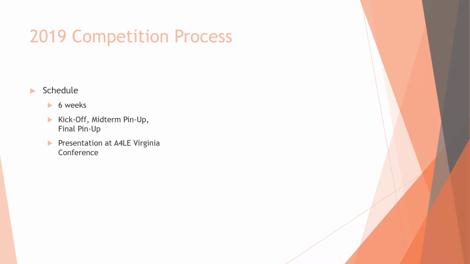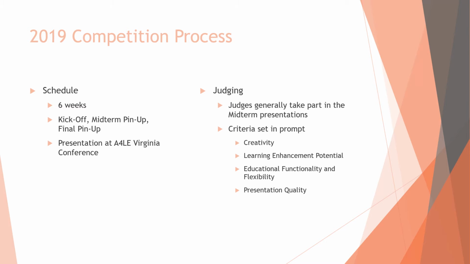To format the workshop, we also need to know what the criteria are for success of the design. In this case, it is defined by the judging process. The judges only grade the final pinup, but are usually available to give feedback at the midterms. The criteria for judging is set in each year's prompt. For 2019, the key factors were creativity, learning enhancement potential, educational functionality and flexibility, and presentation quality.